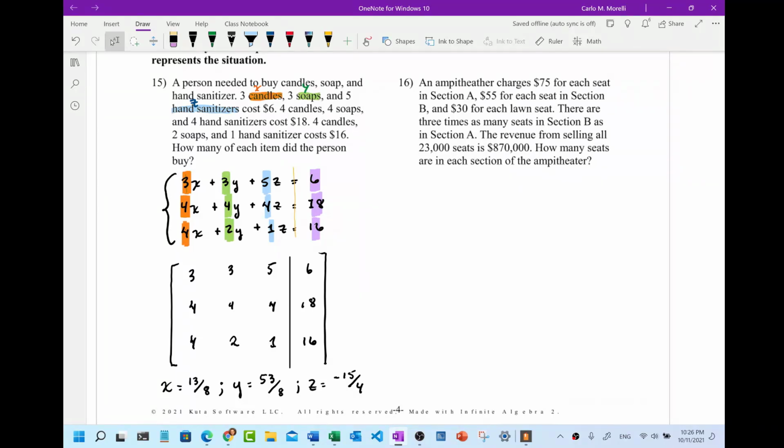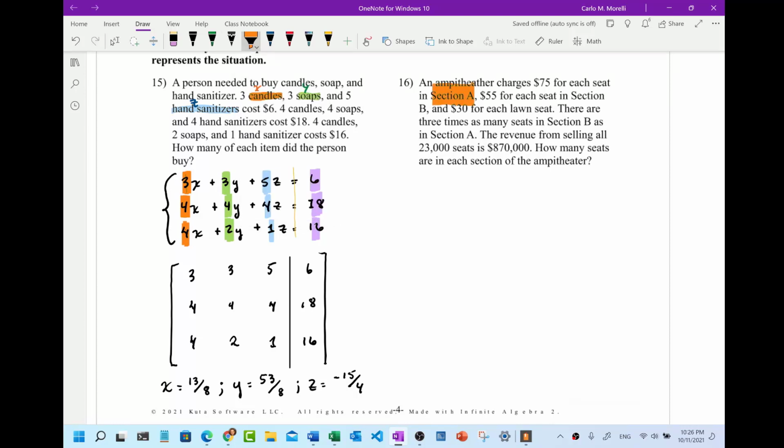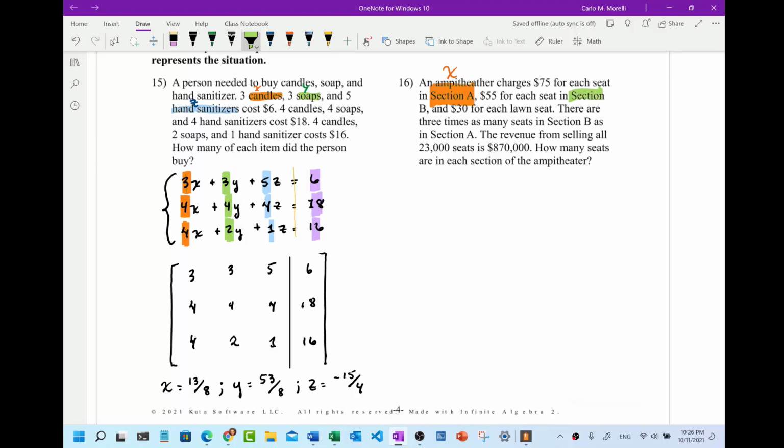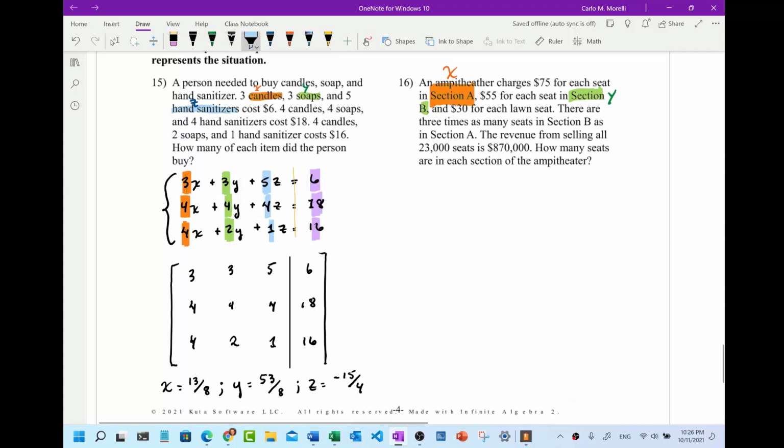Alright, final problem. An amphitheater charges $75 for each seat in section A. Let's just bust out that highlighter. Section A is going to be X. Okay. $55 for section B. That's going to be Y. Alright. And $30 for lawn seats. So that's going to be Z.